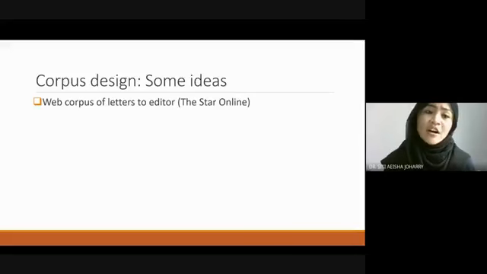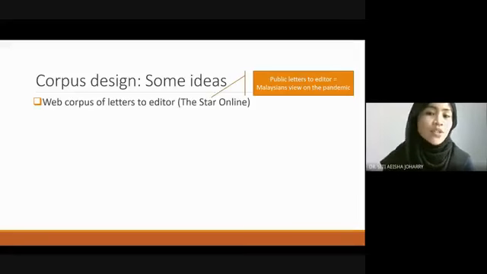There are so many ways to examine how people react. You can do an experimental study, you can do a quantitative survey, or interviews, but in the area of corpus linguistics, you can look at their writing. The letters to the editor, particularly here in the Star Online, are considered a web corpus if you were to collect them. So for us, we justified that these public letters to the editor very much reflect what Malaysians' view of the pandemic is.